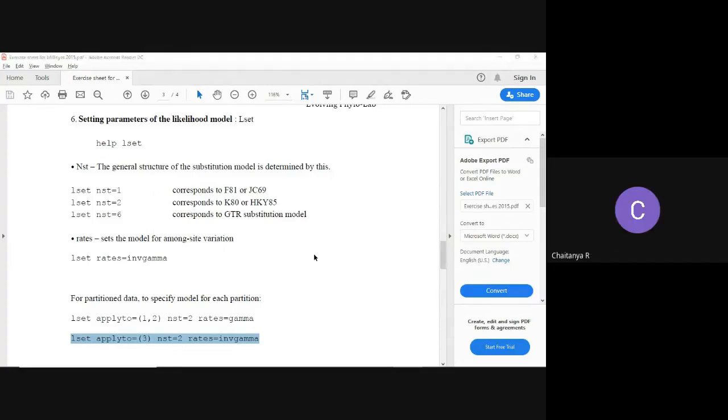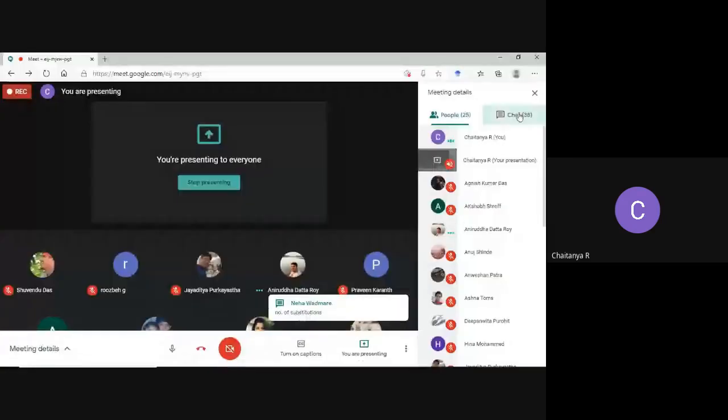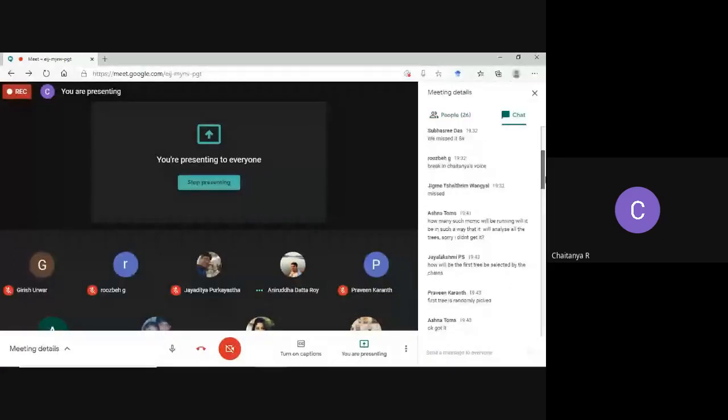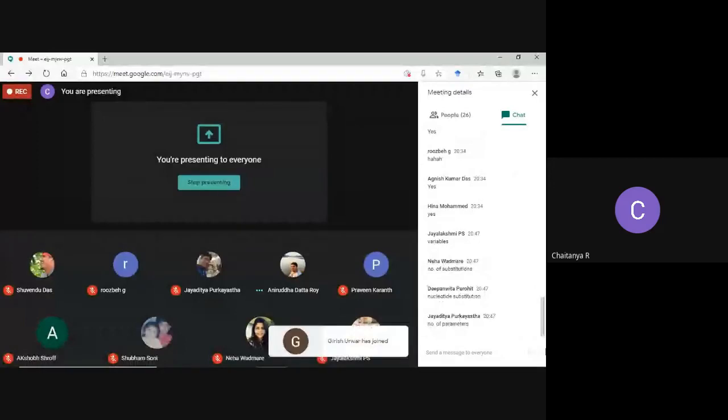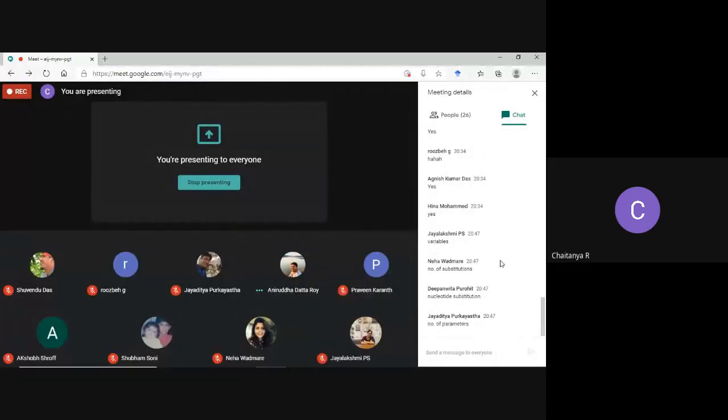Okay, wait. Let me just quickly look at the chat so that I understand what's going on. So Jayalakshmi says number of variables. Neha says number of substitutions. Dipandita says nucleotide substitutions. Jayaditya says number of parameters. Okay, so what variables are these?